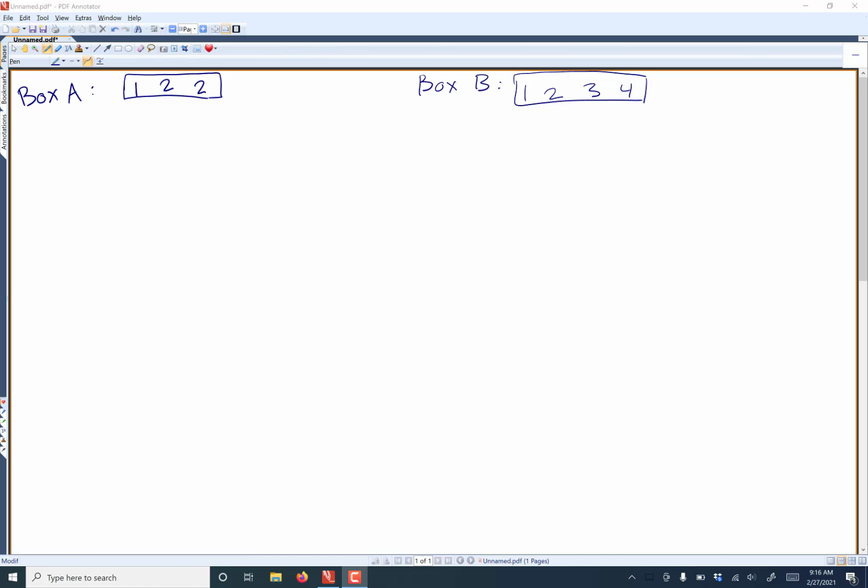In this problem, we have two boxes. Box A has 1, 2, 2, and box B has 1, 2, 3, 4.